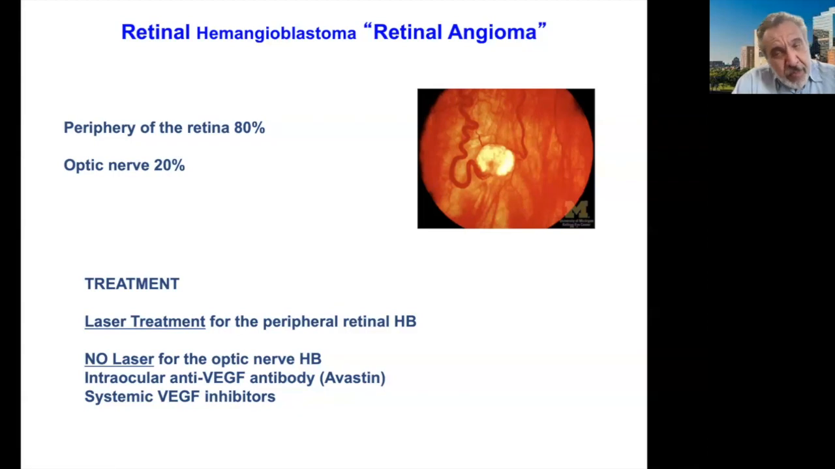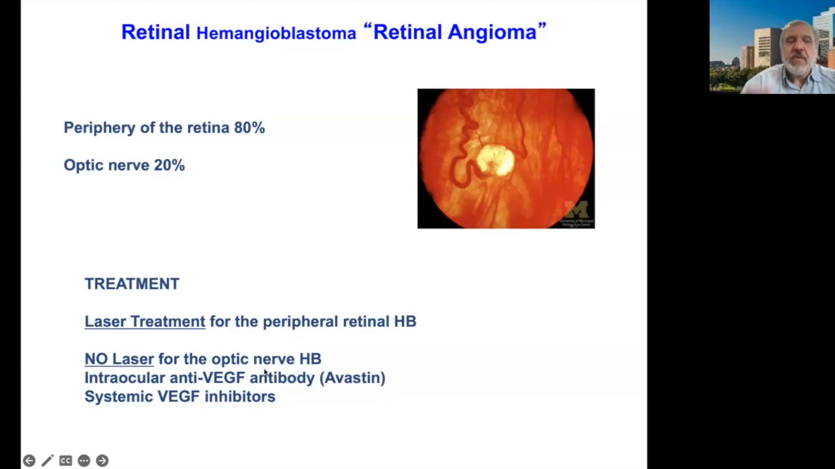This nerve bundle can develop hemangioblastomas in 20% of the cases. This is a little bit problematic because the hemangioblastomas that are in the periphery, the ophthalmologist can zap them with laser treatment, and therefore it can stop their growth. The ones that are in the optic nerve, they cannot zap them with laser treatment. The reason is that you kill the nerves too, and then you make the patient turn blind. So there are other ways to treat these hemangioblastomas that are in the optic nerve.